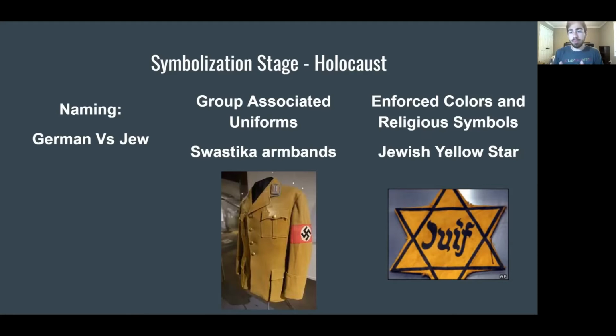So this is another big part of symbolization, is enforced colors and religious symbols. So later on, this becomes more extreme, such as them forcing them to put numbers on their arms and making them change their names. But it really started off with the yellow star representing that they are a Jew.